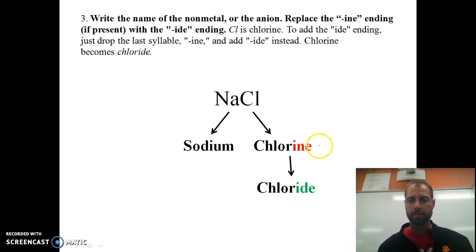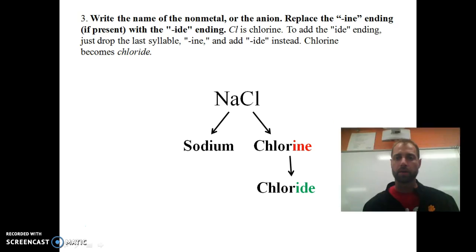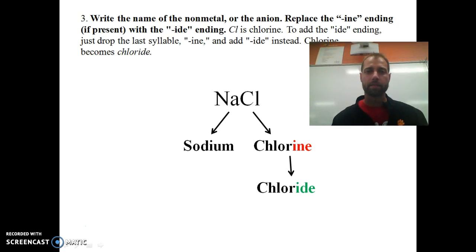Next, we write the name of the nonmetal or the anion. We will also call these girls. We replace the -ine ending, if present, with the -ide ending. So Cl is chlorine, and we drop the last syllable, -ine, and replace it with -ide, so chlorine becomes chloride.